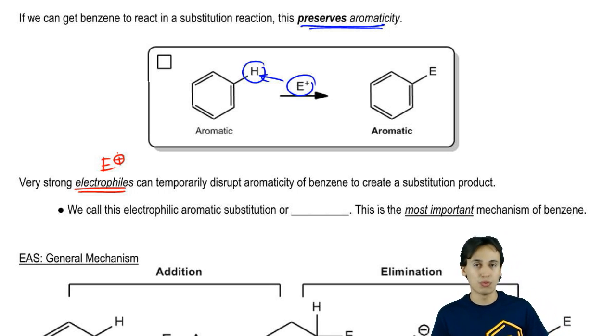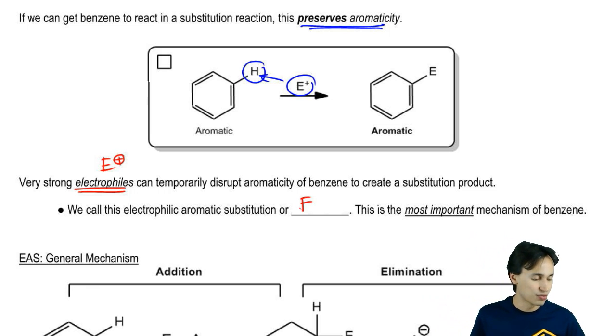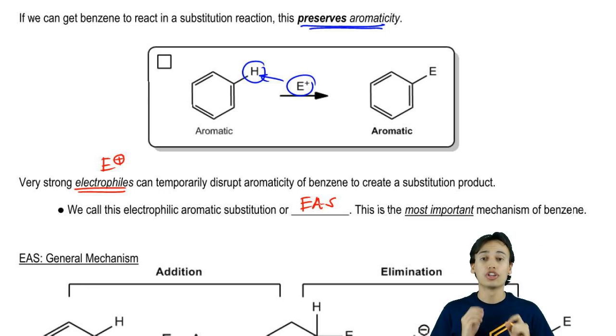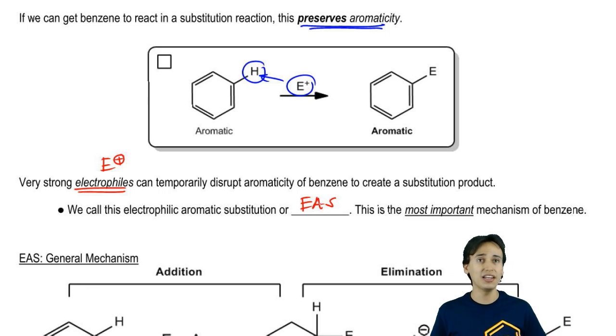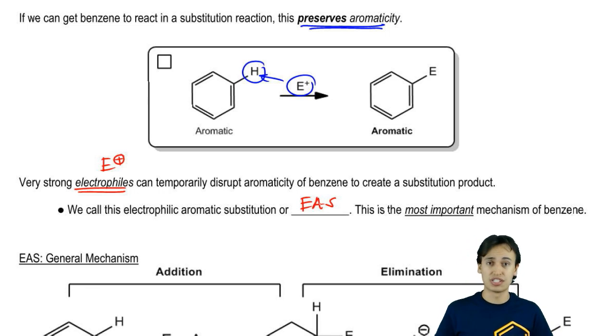This process is what we call electrophilic aromatic substitution, or what I'm going to continue to just call EAS for short, okay? And this is by far the most important mechanism of benzene, and one that we're going to spend several hours discussing in the next few videos, all right? So let's go ahead and take a look at the general mechanism of EAS.